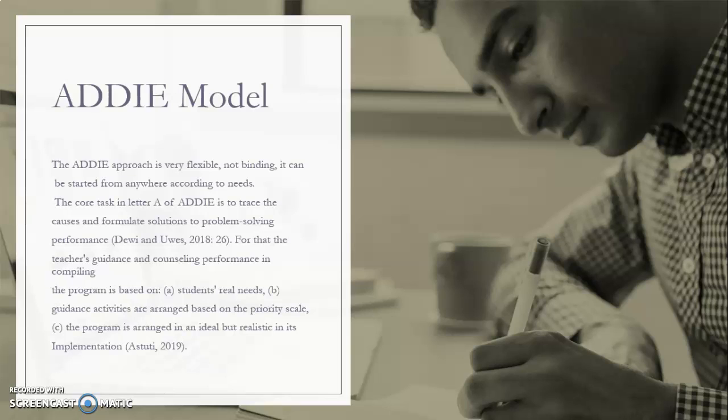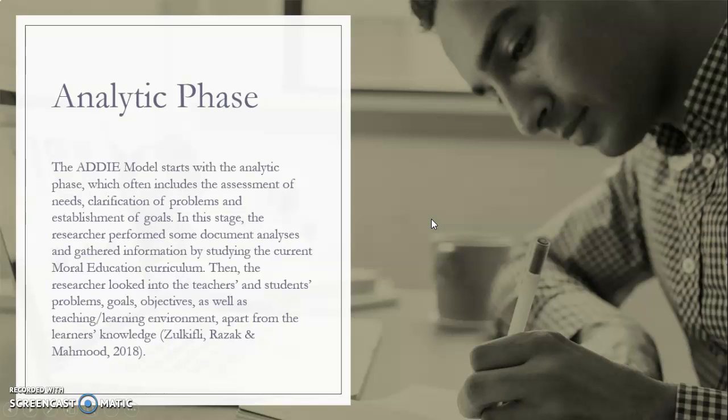The core task of the letter A of ADDIE is to trace the causes and formulate solutions to problem-solving performances. For that, the teacher's guidance and counseling performance in compiling the program is based on students' real needs, guidance activities that are arranged based on priority scale, and the program is arranged in an ideal but realistic way in its implementation. So not reaching for a certain goal, but keeping things within the means of the students.